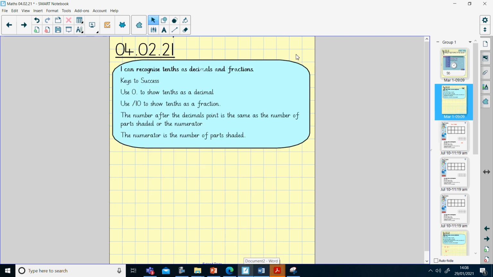Okay, so today we are going to be recognising tenths as decimals and fractions. Our keys to success today are about using 0 and a decimal point to show tenths as a decimal. Also using 10 as the denominator to show tenths as a fraction. We're going to learn that the number after the decimal point is the same as the number of parts shaded, or the numerator, and the numerator is the number of parts shaded.